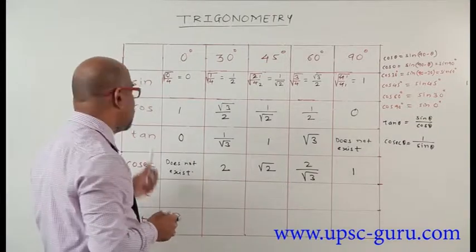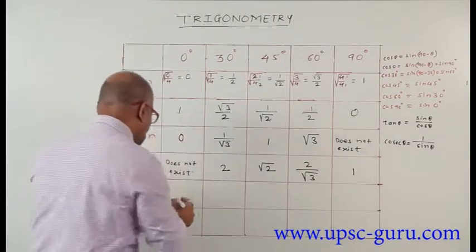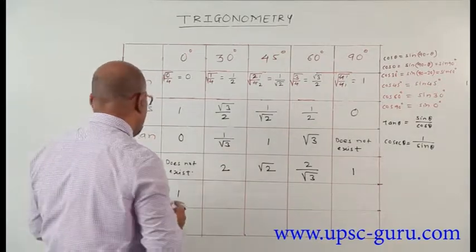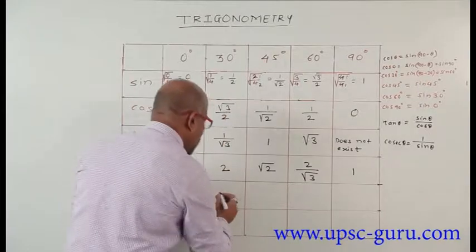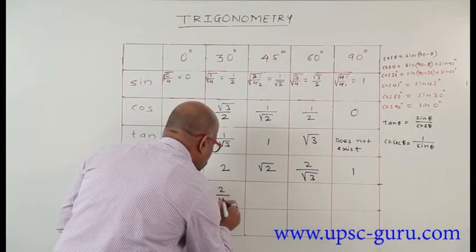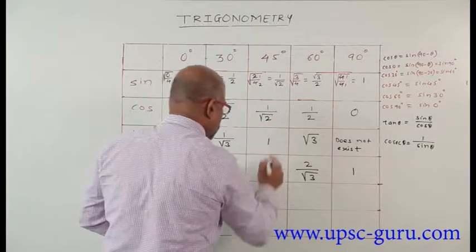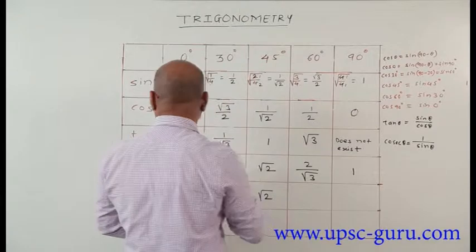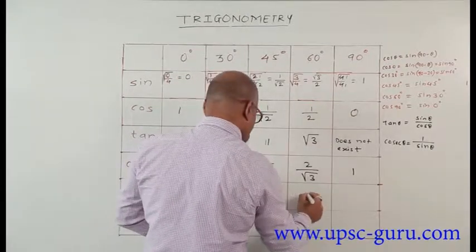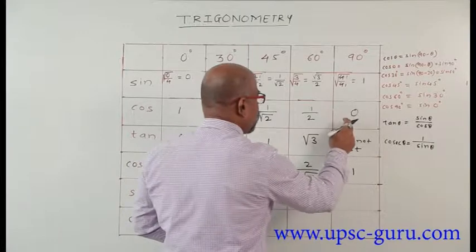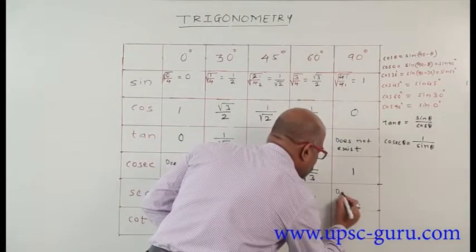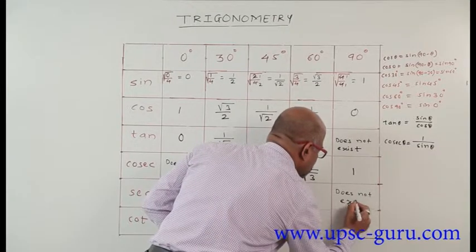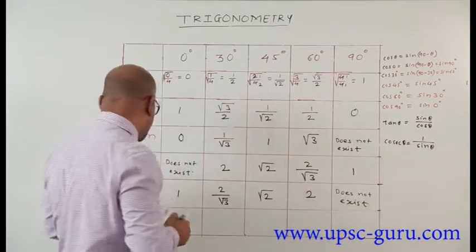We know that sec is the reciprocal of cos theta. Reciprocal of 1 is 1, therefore sec 0 is 1. Sec 30, reciprocal of root 3 by 2, that gives you 2 by root 3. Here reciprocal of 1 by root 2 is root 2. Then reciprocal of 1 by 2 is 2, and reciprocal of 0, again 1 by 0, does not exist.